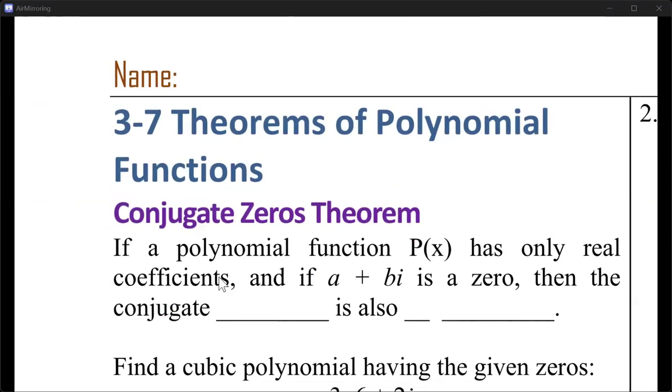So this will be our next lesson. I will make a different video for that, in which we will study some more theorems about polynomials and especially the zeros of the polynomials. I'll see you in the next video.